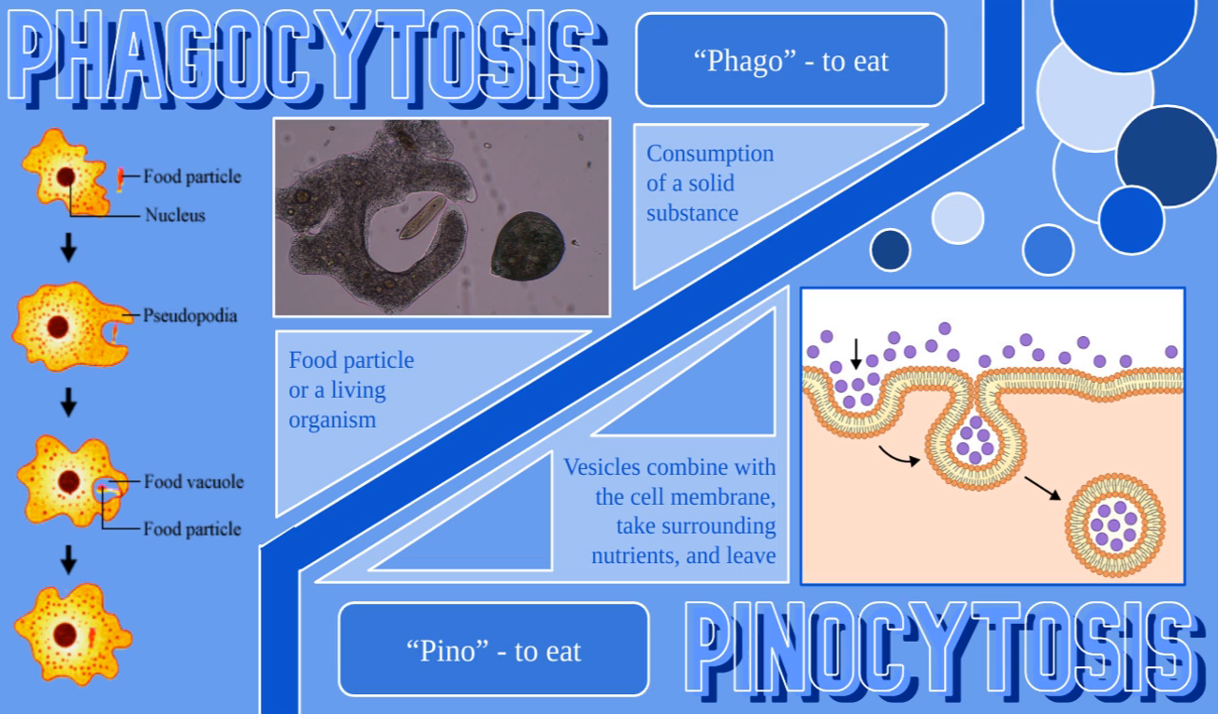Next, pinocytosis. In Greek, pino means drink. Pinocytosis is basically the same thing as phagocytosis, but instead of consuming a solid substance, a fluid substance is being absorbed in order for the cell to take in its nutrients and such. And this is done in multiple ways.